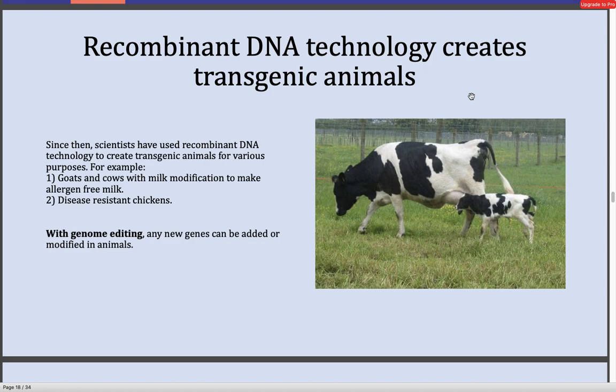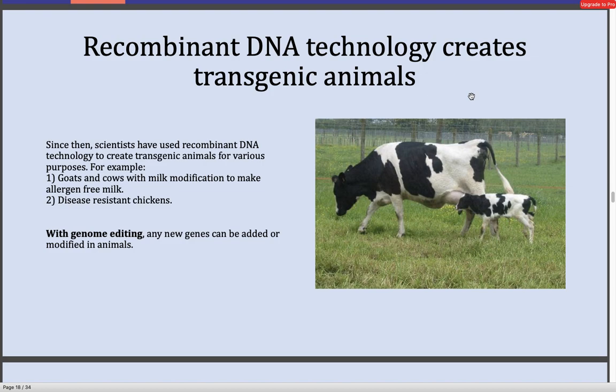Right, so recombinant DNA obviously is used to create transgenic animals. Some of the very early transgenic animals were goats and cows with milk modification to make allergen-free milk. Today, there's a lot of other animals where the milk has been modified, not just to make it allergen-free, but to make sure it is more nutritional, that there's antibacterial properties and whatnot. So we'll see examples of that later.